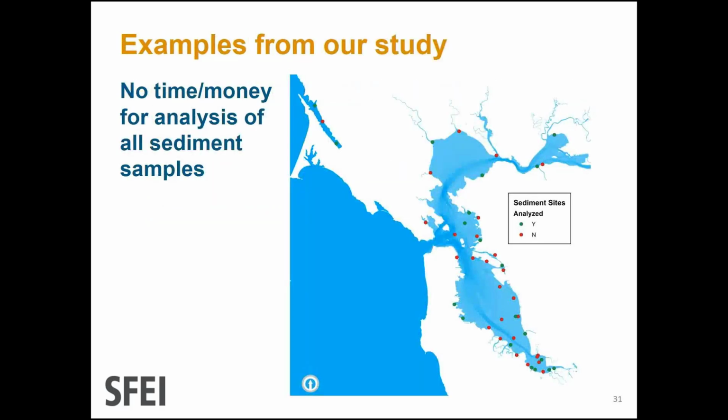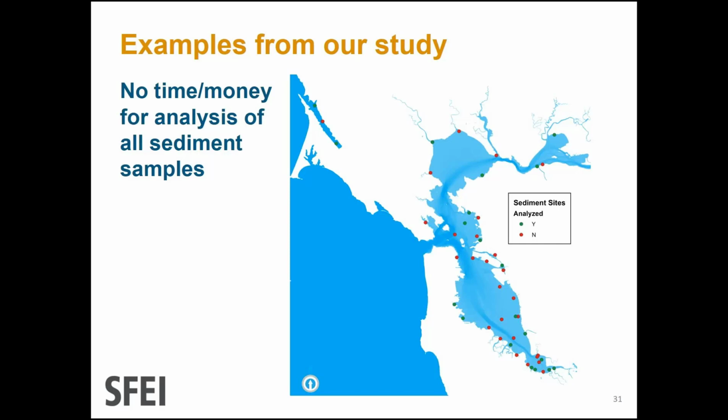I have a couple of examples from our study. So all of the dots on this map are sediment samples that we collected, but we ended up running into a little bit of a time crunch at the end of our study because many of our samples had many more particles than anticipated, and so they took longer to analyze. And so we ended up having to choose fewer sediment sites to actually analyze. And this meant that it changed a little bit what we were able to do with this data.